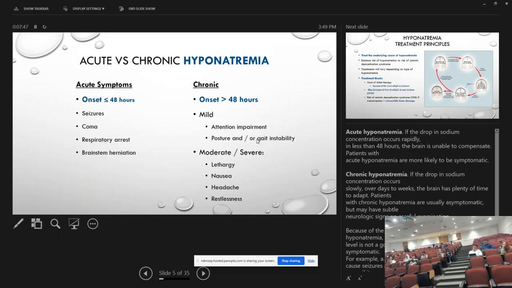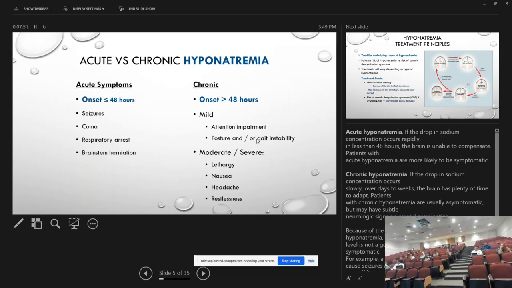So again, acute symptoms would be onset of less than 48 hours. Certainly you can see seizures, like I mentioned, coma, respiratory arrest, or maybe even herniation of the brainstem. Chronic symptoms, which are lasting greater than 48 hours, tend to be more mild because it is a gradual onset of the disorder. So you may have some slight mental status changes, inattentiveness, things like that.